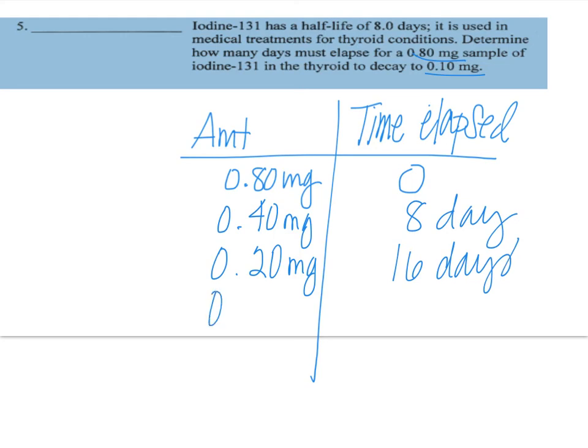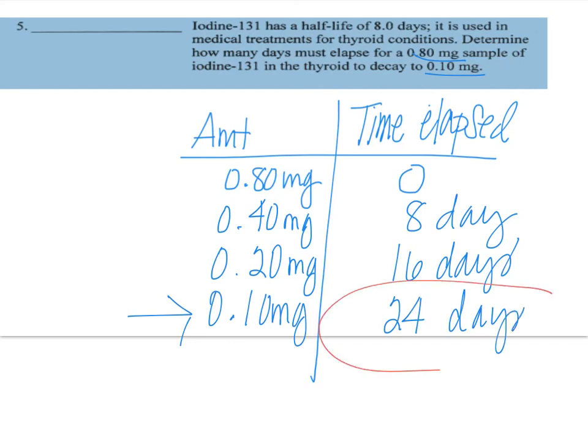And then we go to the 0.1, which is what it's asking for. It asks for how many days, and we add an additional 8 days, so our answer here would be 24 days. And so we're going to box that and say that that's our answer. It would take 24 days for a sample of the indium-131 to go from 0.8 milligrams to 0.1 milligrams. It went through a total of 3 half-lives, 1 here, 2 here, and a third. So it took 3 half-lives, which was a total of 24 days.